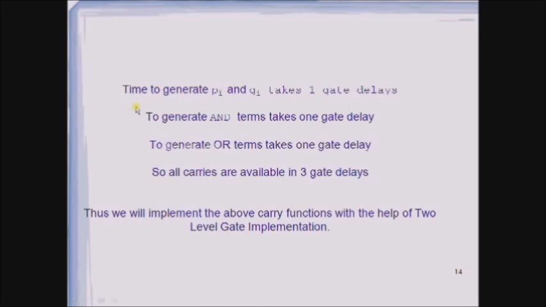Here the time to generate Pi and Gi takes 1 gate delay. Generating the AND term takes only 1 gate delay, and generating the OR term takes only 1 gate delay. So all carries are available in 3 gate delays. We get all the carries within 3 gate delays.